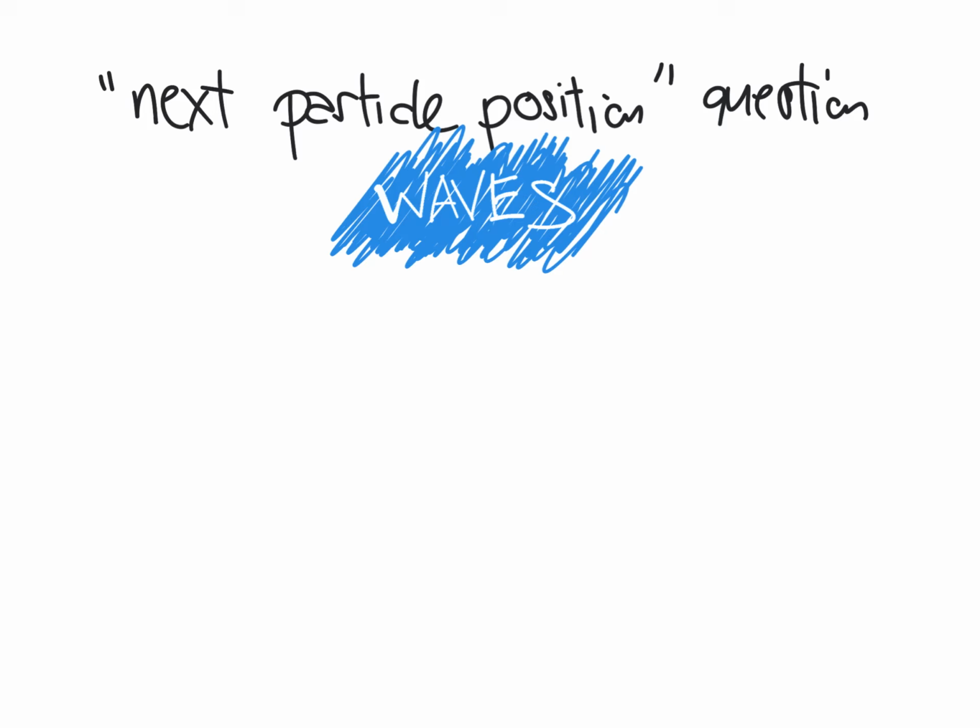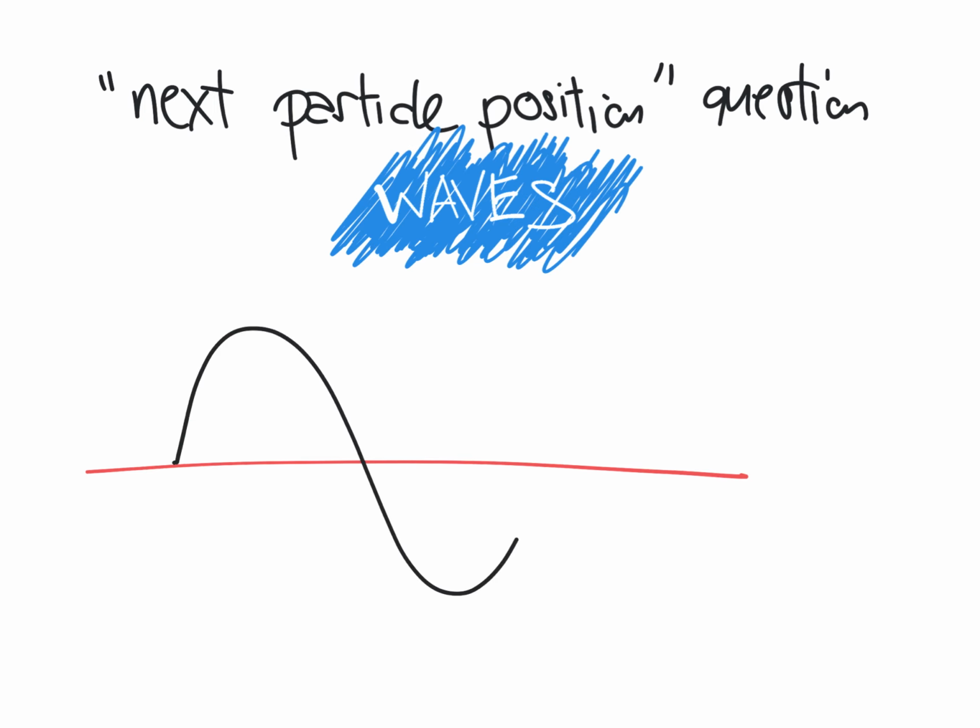A very common question that you could see in the topic of waves is asking you, where is the particle moving? Where would the particle be in the next instant? Let me give you an example. Let's say this is my equilibrium position, and I have a wave over here. Not the best drawn wave, but let's just say I know the direction of motion, that's my wave direction.